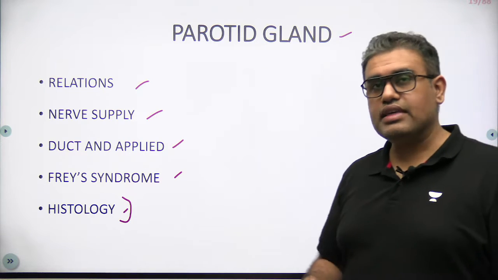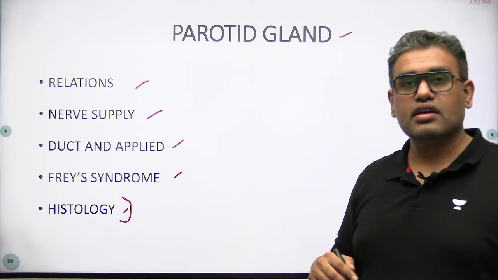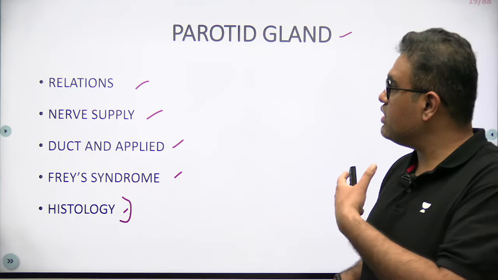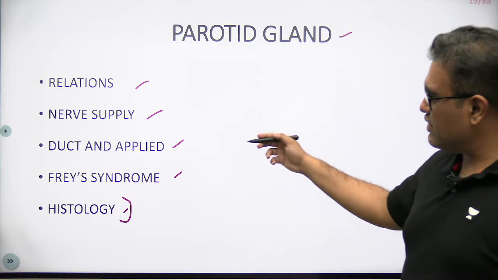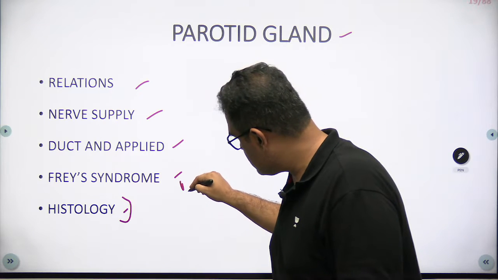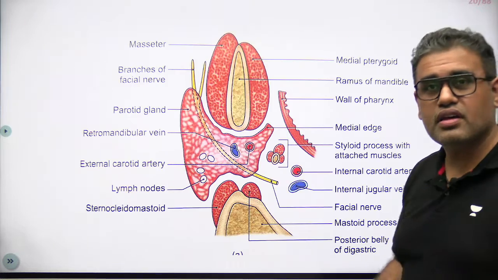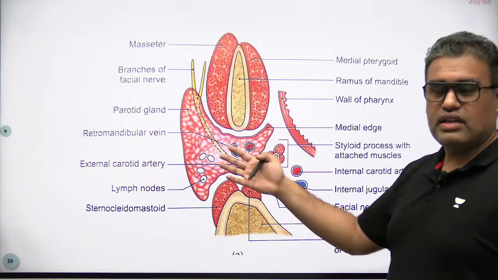Remember, it is a serous gland, so it will have serous acini. The sublingual is mucous, so it will have mucous acini. The submandibular will have a mixed type. So these are just features to differentiate them. And other things: Frey syndrome, also known as auriculotemporal syndrome, and so many things about this parotid gland, an important topic. Just a couple of slides. This is a transverse section of the parotid gland.